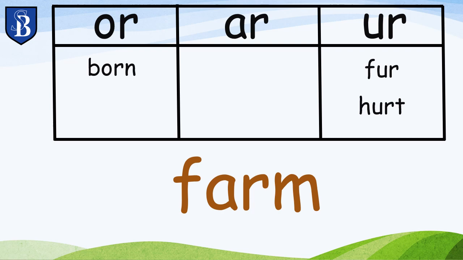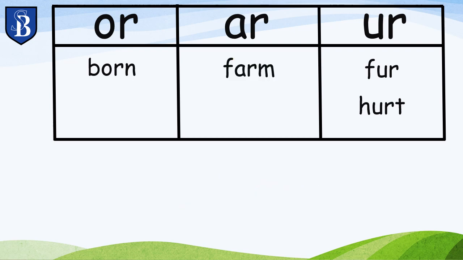How about this word? Which of these digraphs can you see here? There's the ar digraph, spelt using an A and an R. Let's segment and blend this word and then see where it goes. Farm. Where should we place the word farm? Well done if you said it needed to go in the ar column. Farm.